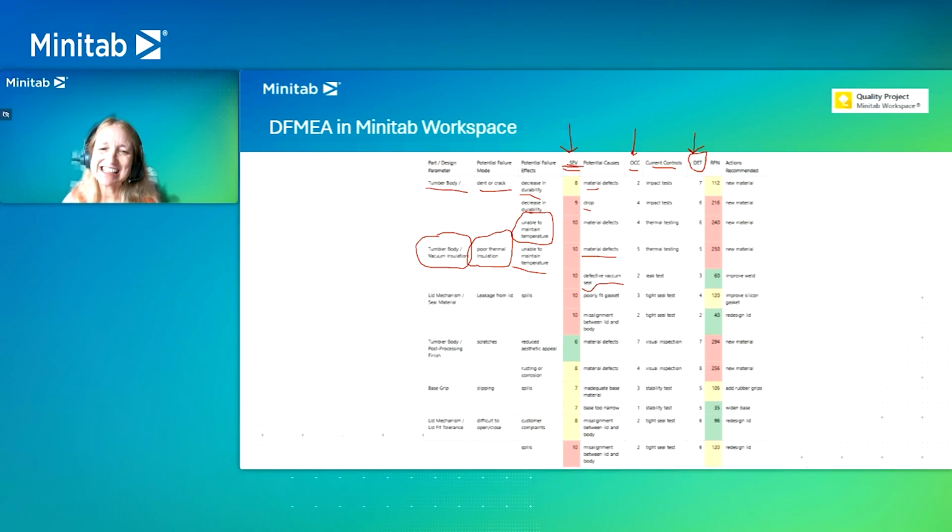All of that leads to this RPN. RPN is a risk priority number. And anything red, these are our highest risk defects that we want to really focus on. The things in green, we might still worry about them because they're severe, but they're either easy to detect or they don't occur that often. Things in yellow are in between.